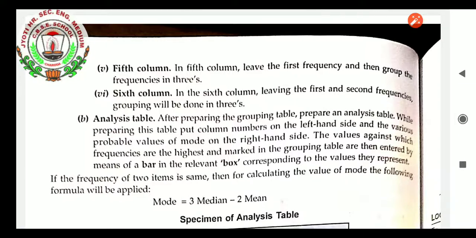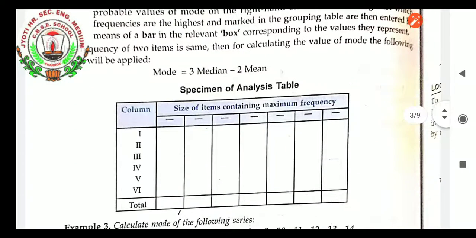If the frequency of 2 items is the same, then for calculating the value of mode, the following formula will be applied. Very first, mode equals 3 mean minus 2 and 3 median minus 2 mean. It is a mode method. Actually, it is a method through the way of median and mean. So here mode equals 3 median minus 2 mean after getting the median.